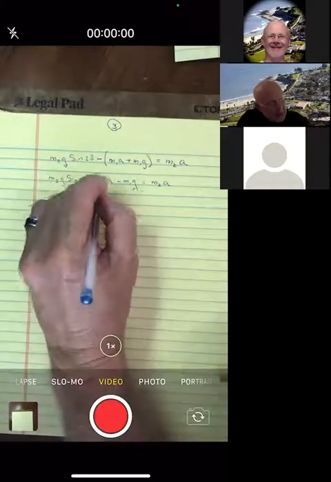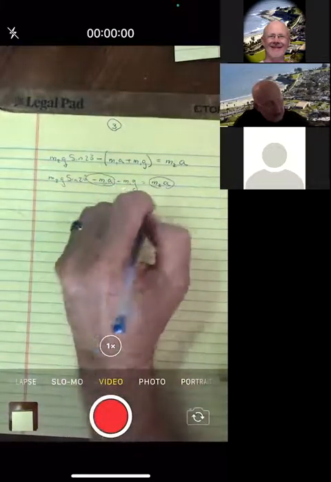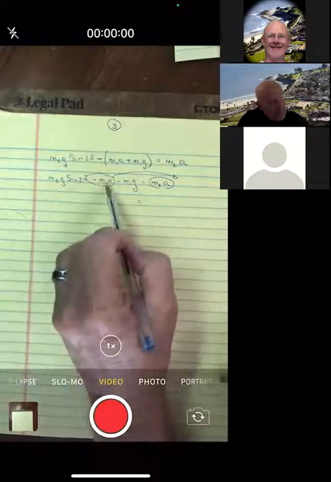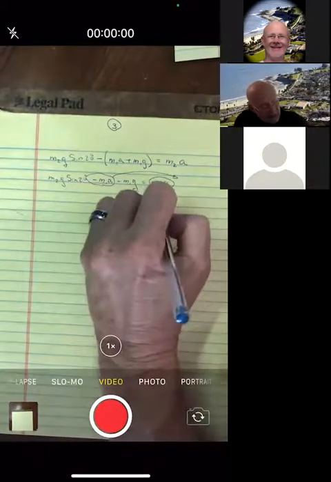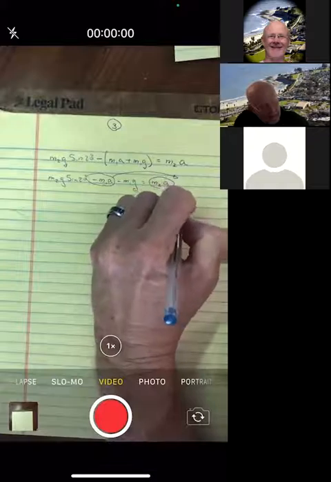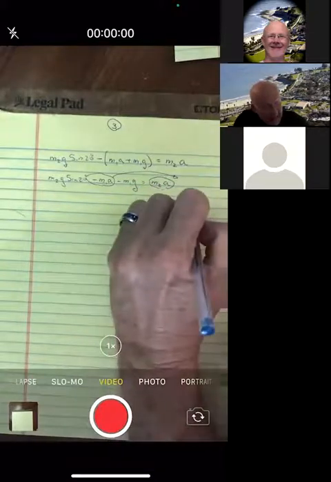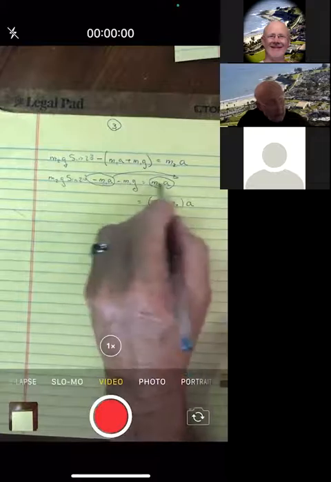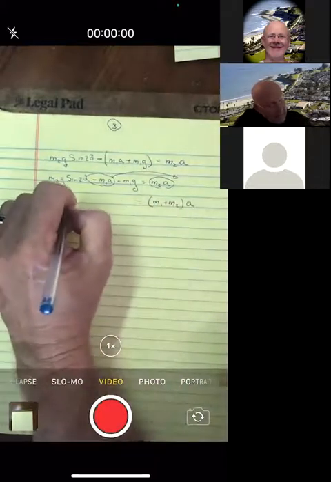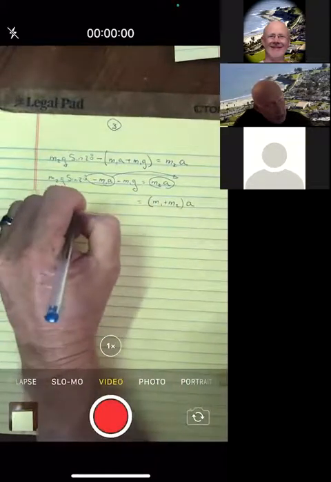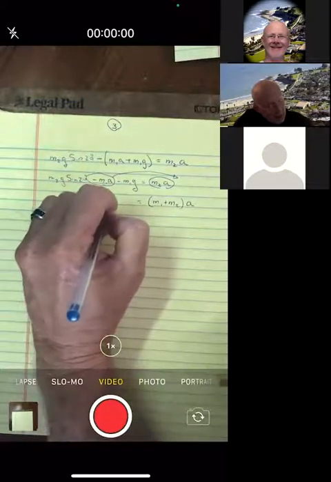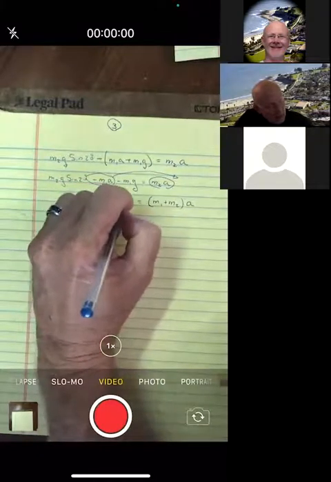And noticing that I have like terms, I can move this middle term over to the right-hand side, and they each have an A in them that I can factor out, so I'd have it adding them. And so I would then have left this: M2G sine theta 2 minus M1G.